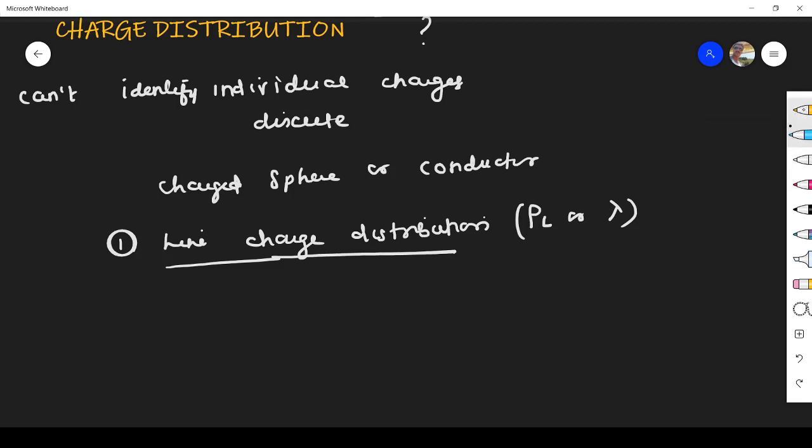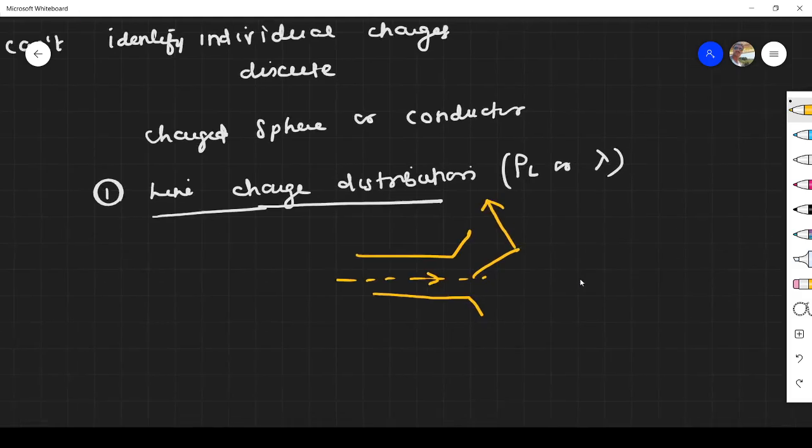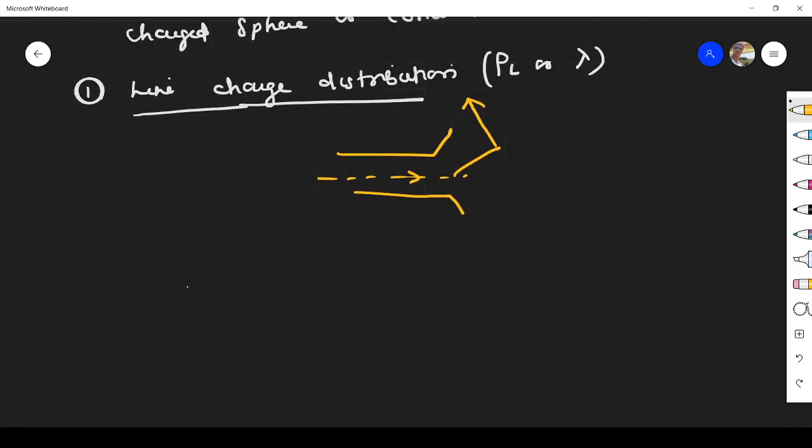Hope you have seen a CRT, right? It will be like this. Here the narrow beam flows. The charge distribution on this narrow beam is modeled as, or approximated as, continuous line charge distribution. Similarly, you take a charged conductor of small length and small radius. What do you mean by charged conductor of small radius? Can you guess? It is nothing but our wire, right?